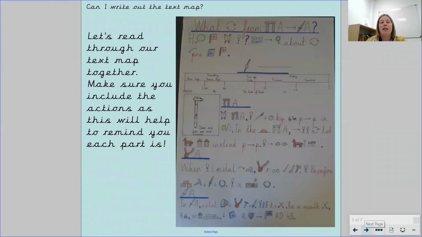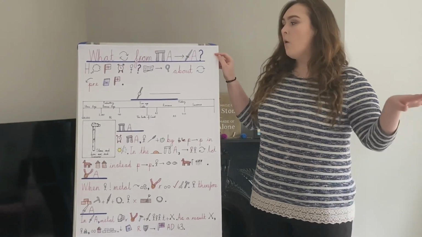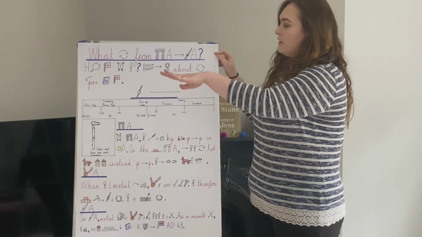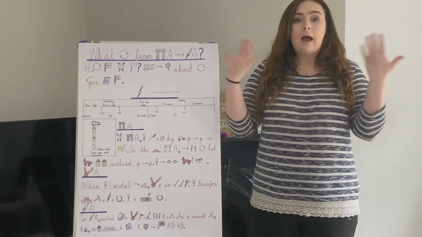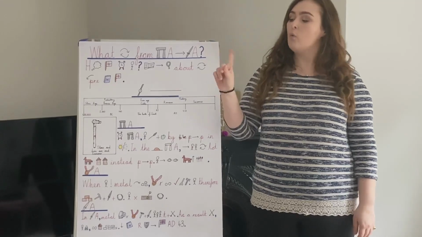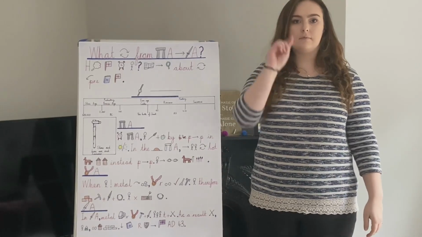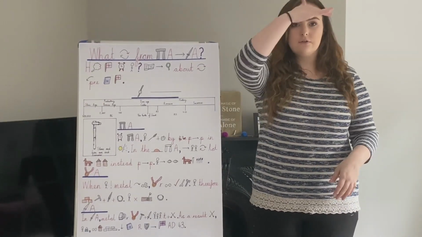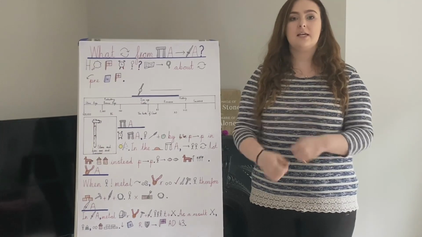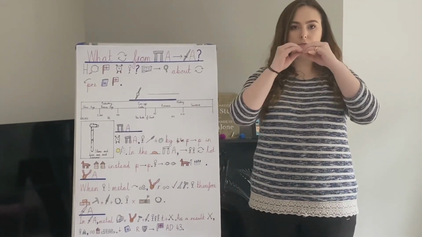Let's read through our text map together. Make sure you include the actions, as this will help to remind you of each part. What changes happened from the Stone Age to the Iron Age? Have you ever wondered what life was like in Britain for the earliest humans? Read on to find out about the changes that happened in the prehistory of Britain.